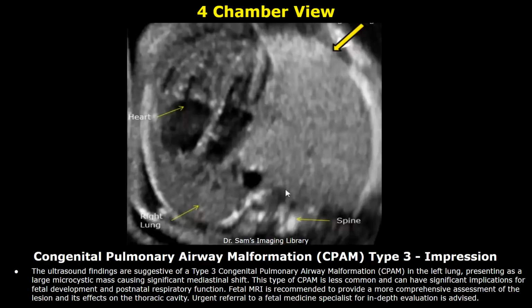Fetal MRI is recommended to provide a more comprehensive assessment of the lesion and its effects on the thoracic cavity. Urgent referral to a fetal medicine specialist for in-depth evaluation is advised.